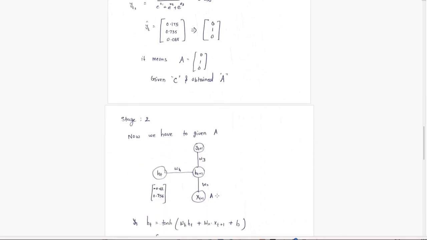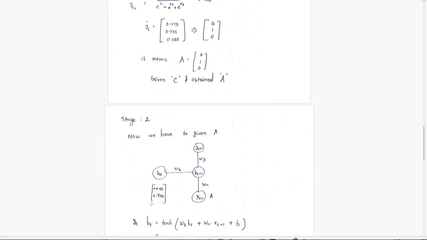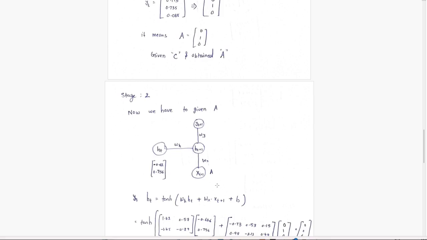In stage number 2, now I am giving the HT states like this. These are the HT current state outputs that are given, and A we already have as output. So that A we are feeding to XT plus 1 as the input to the next state. WX, WH, WY are common in these cases. And now we need to find HT plus 1. So the formula is again common, the same for HT plus 1.